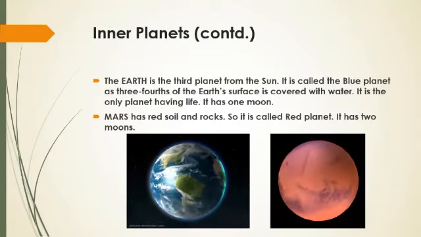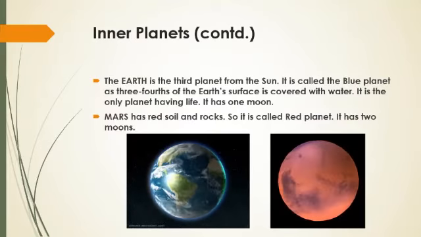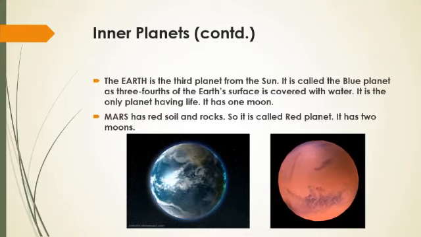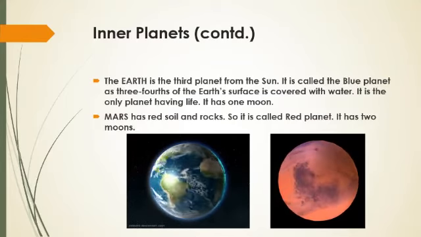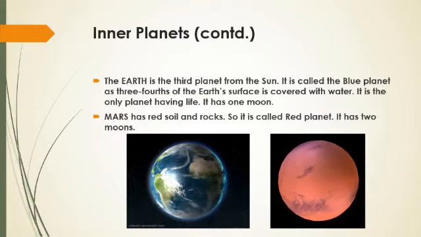Next children, Mars. Mars has red soil and rocks. So it is called the red planet. It has 2 moons. So children, keep it in mind that Mars is called the red planet.